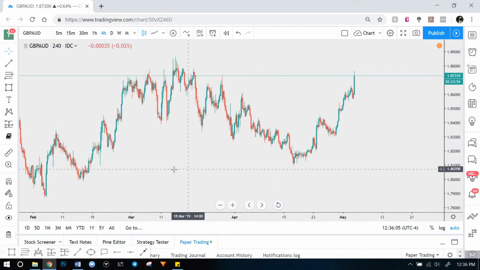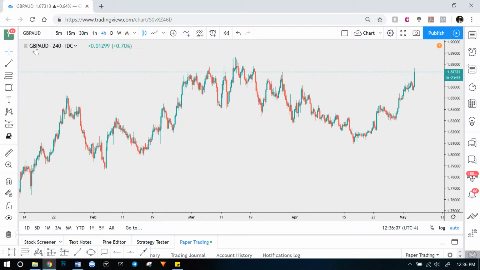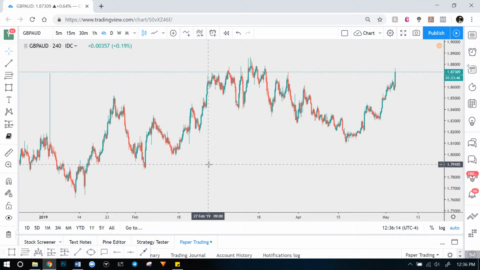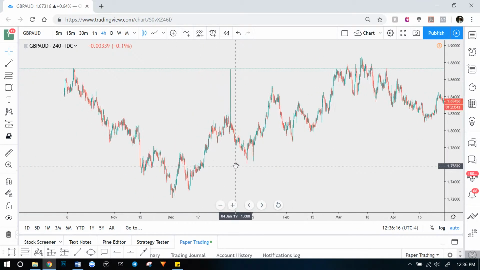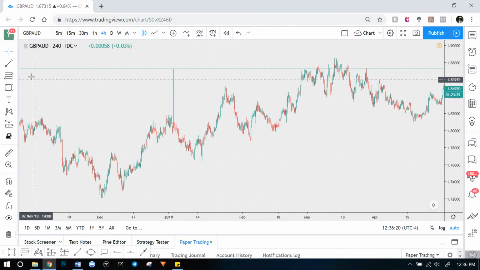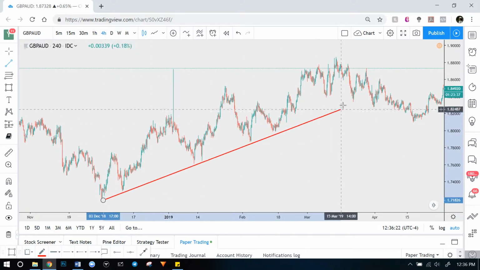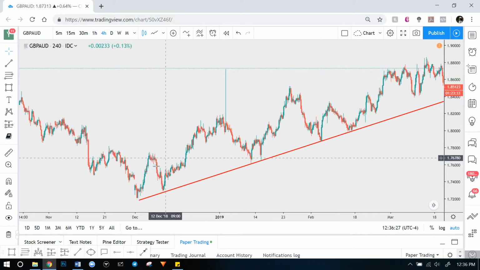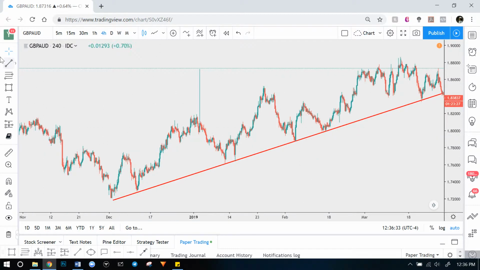Okay, so this is the pound Aussie, and this is one of the pairs that I trade. So let's define a trending market. A trending market, this is an uptrend. In an uptrend, you will be buying the lows, and you can sell at the highs or close at highs, or you can stack.